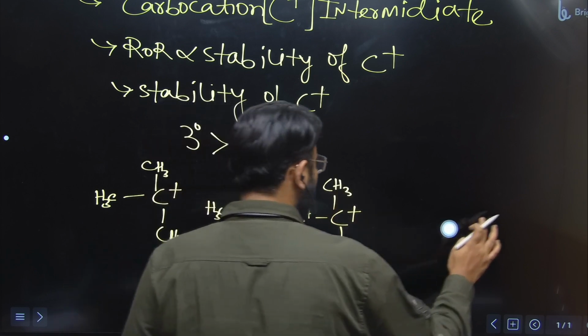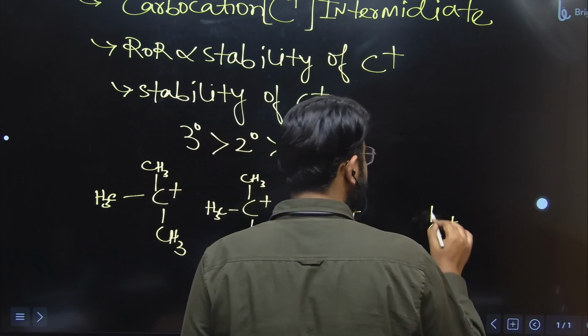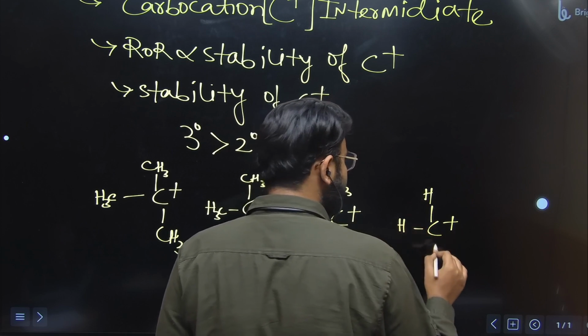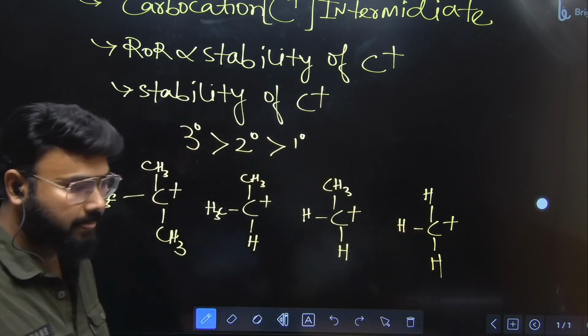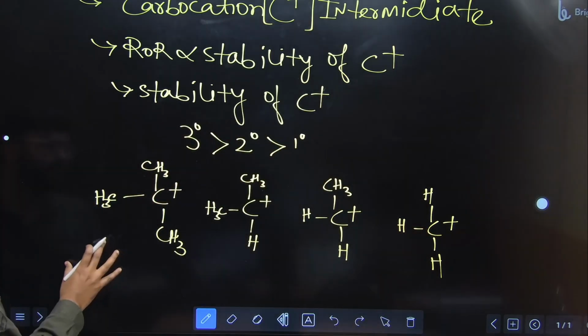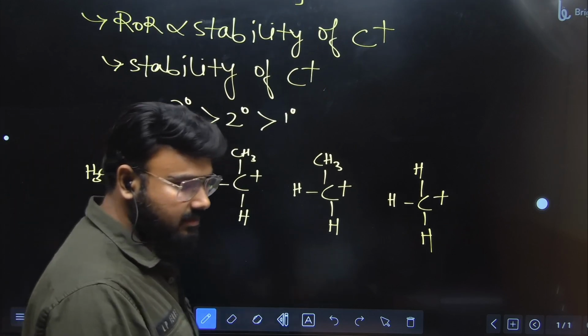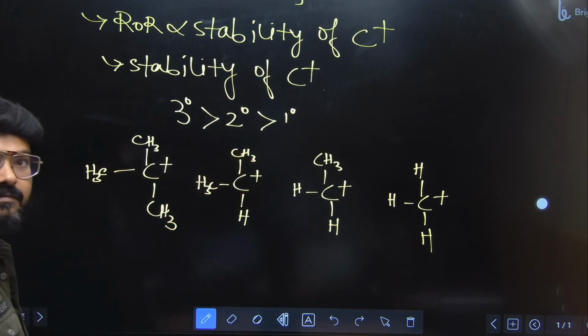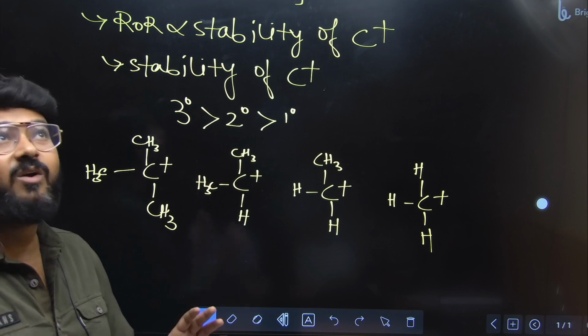And one more I'll draw. That's the methyl carbocation. It is also 1 degree. Yes, Daman, so the 3 degree one will be more stable, yes, because the CH3 is an electron donating group, and since we have three of them.